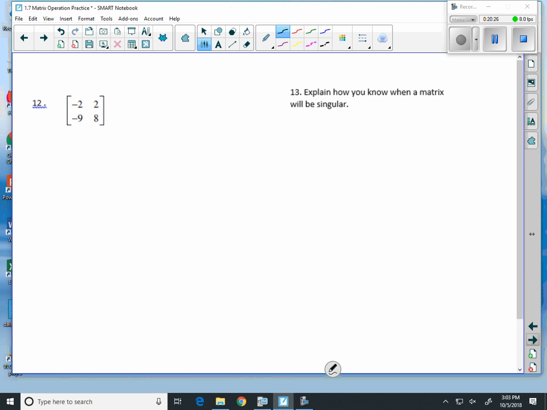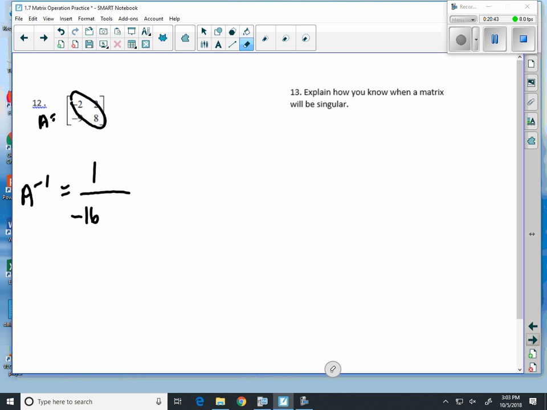All right, number 12, same deal. We're just going to call this one A. We're going to go ahead and do our determinant. So we multiply our -2 and our 8, and we multiply our 2 and our -9. We're going to get addition right here.